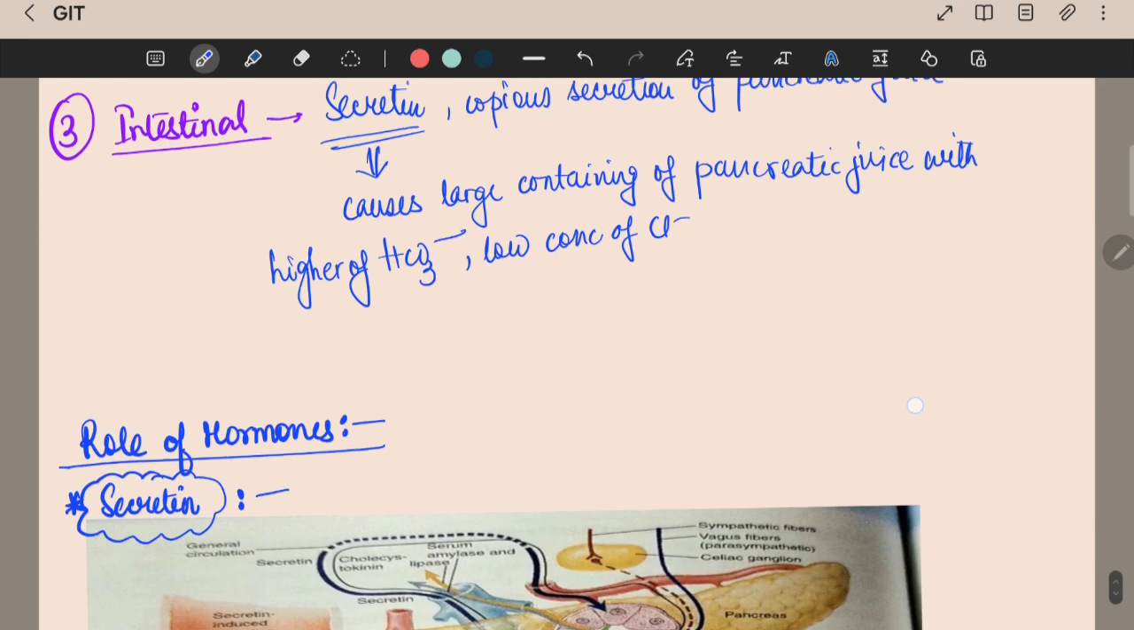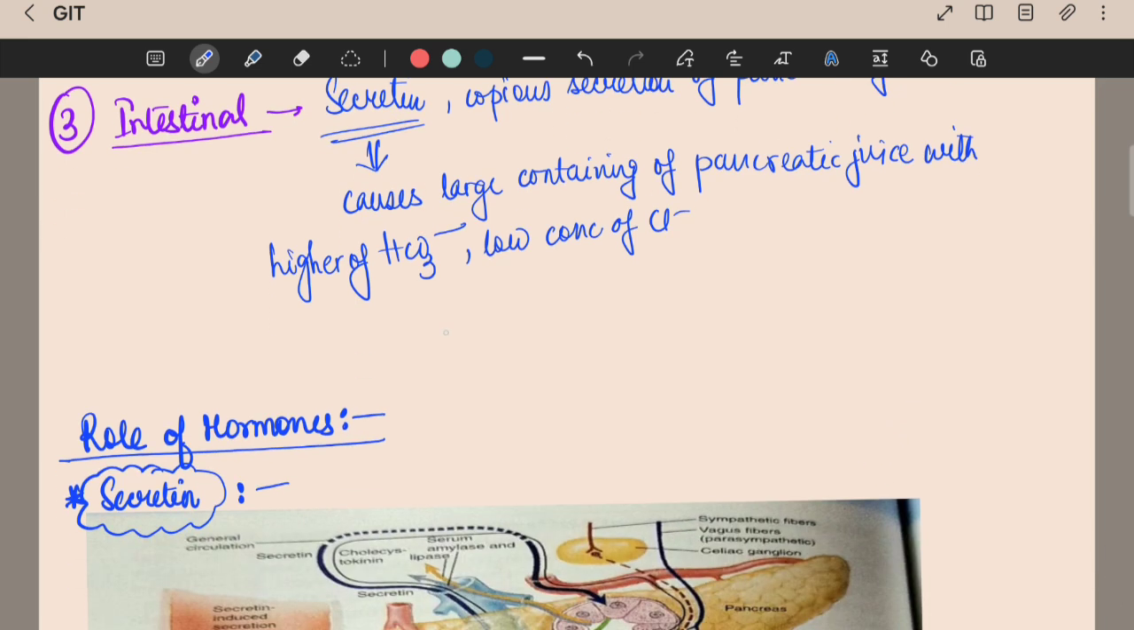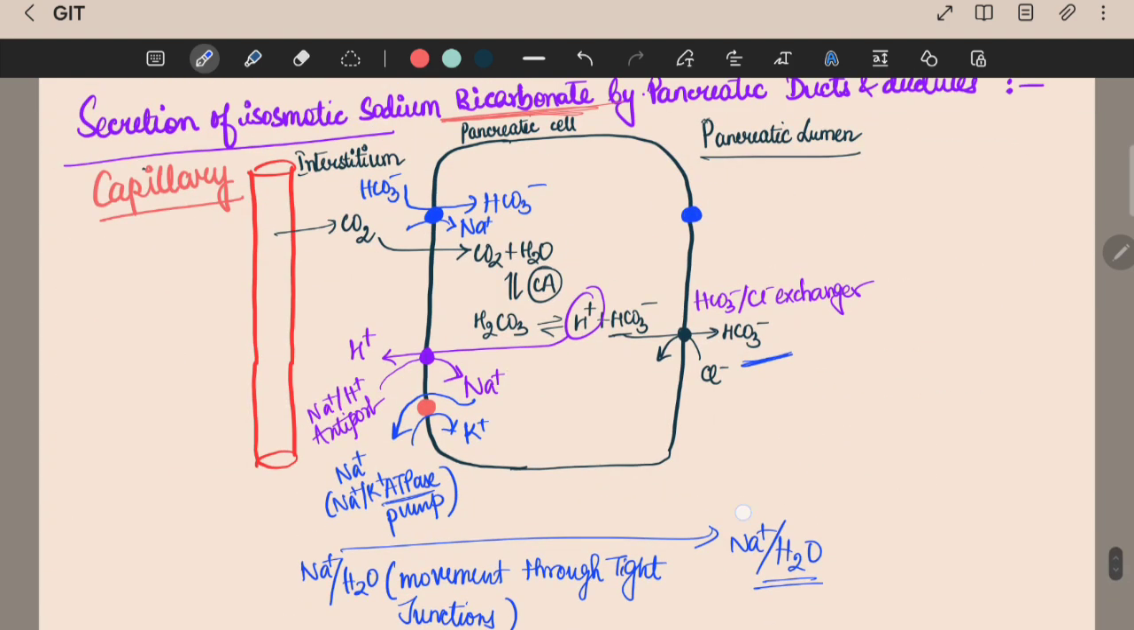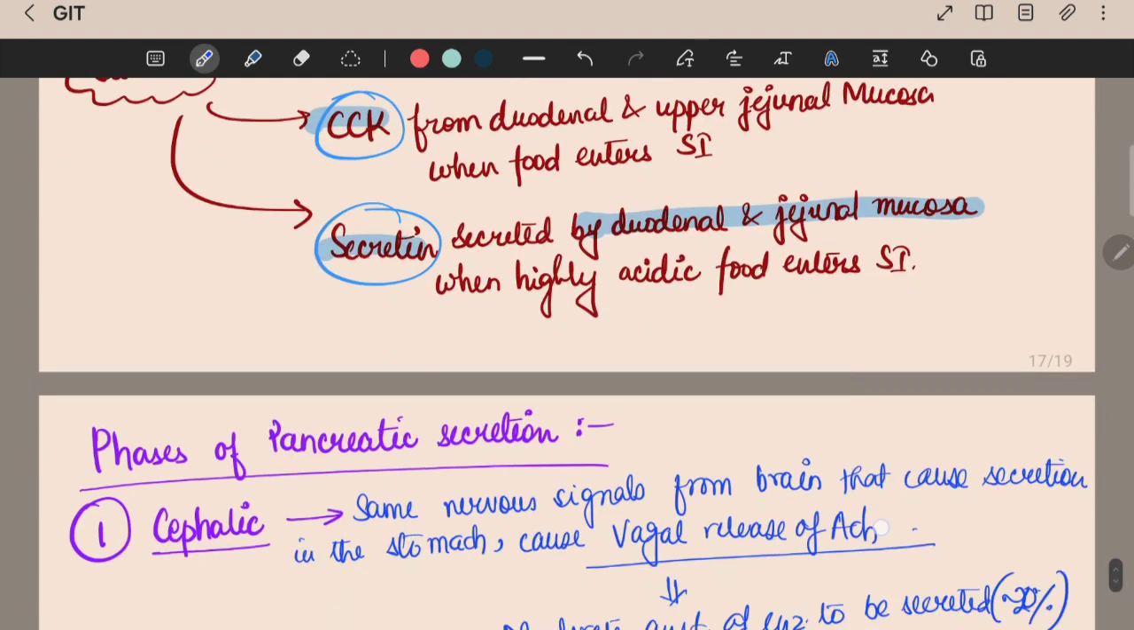The carbonic acid then immediately dissociates into CO2, and this CO2 is absorbed back into the blood. What actually happens is the HCl which was present, the net reaction, and in this case sodium bicarbonate, as I have told you over here, sodium and bicarbonate both are coming. So sodium and bicarbonate in the pancreatic juice.